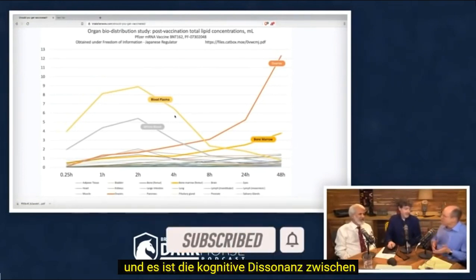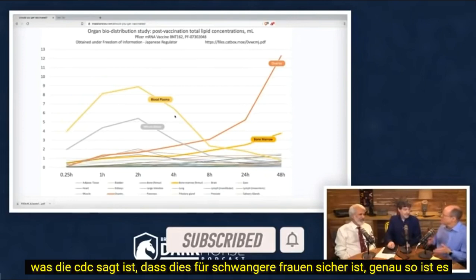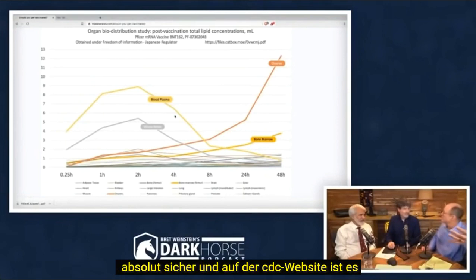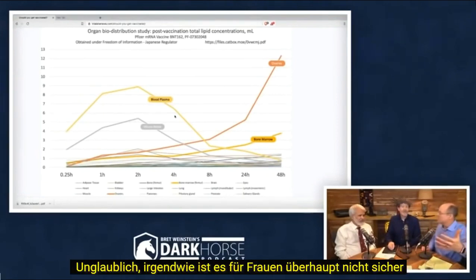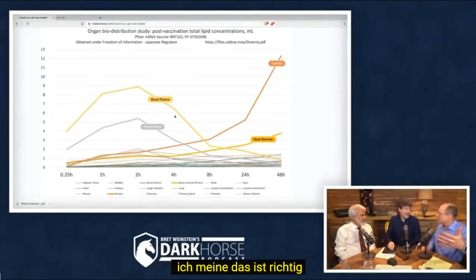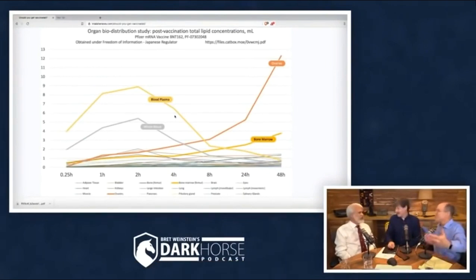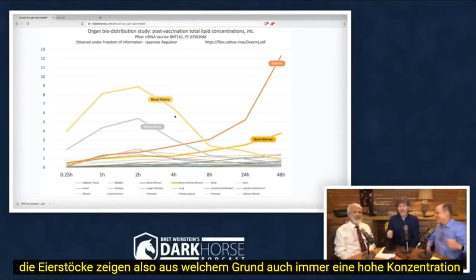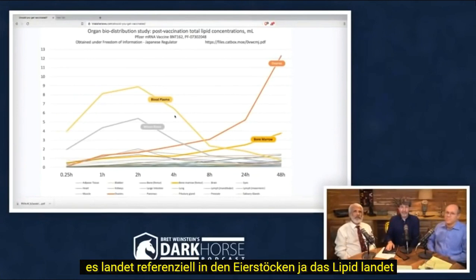And it's the cognitive dissonance with what the CDC says, that this is safe for pregnant women. This is perfectly safe, and it's on the CDC website. It's unbelievable. At some level, it's not safe for women at all. Before we interpret the data, let's make sure your listeners understand it. The ovaries show a high concentration. For whatever reason, the lipid is ending up in the ovaries preferentially.